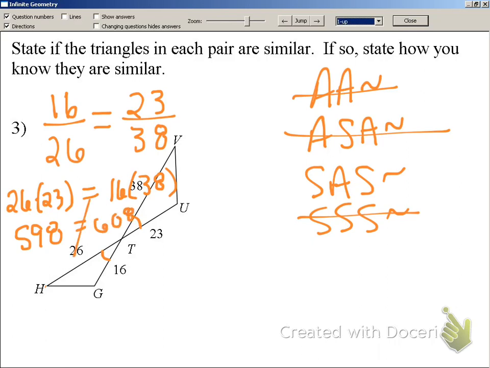These are not proportional. So, state if the triangles in each pair are similar. If so, state how you know. They're not similar. If they were similar, I would state side-side-side, side-angle-side, angle-angle, whatever similarity it would be. I would just simply write those initials. So in order to check for similarity, I have to have corresponding congruent angles, or I have to have corresponding proportional sides.